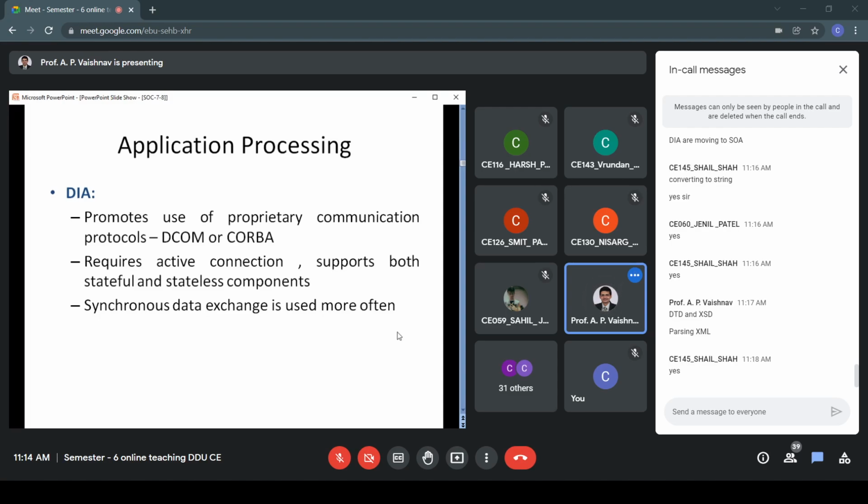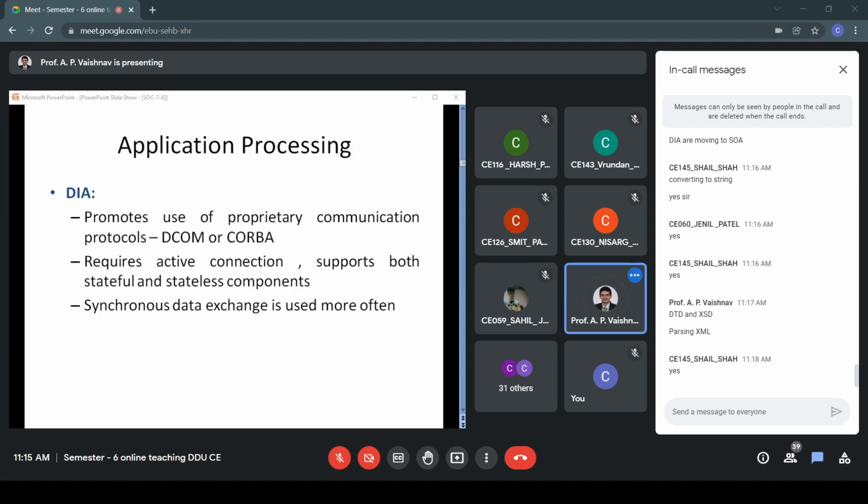Understood, all of you? Okay. Now, second point. In DIA, we usually require active connection. Why active connection? Because we are using synchronous communication, right? We are using synchronous communication, and that is why you have to open a connection and remain active until the reply comes, right? And when you remain active for a long time, there are two problems.